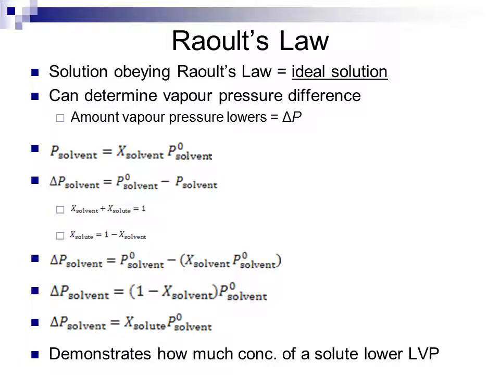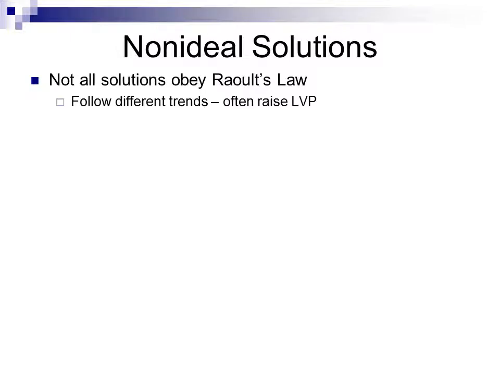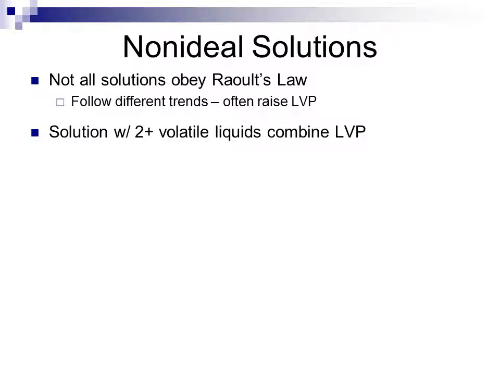This allows us to demonstrate how much a specific concentration of a solute will lower the vapor pressure from that vapor pressure of a pure solvent. Non-ideal solutions are those which do not obey Raoult's law. Not all solutions will. These solutions tend to follow different trends from solutions which are ideal, and oftentimes will raise the liquid vapor pressure in combination. Any solution that consists of 2 or more volatile liquids combined will actually combine their liquid vapor pressures in solution.